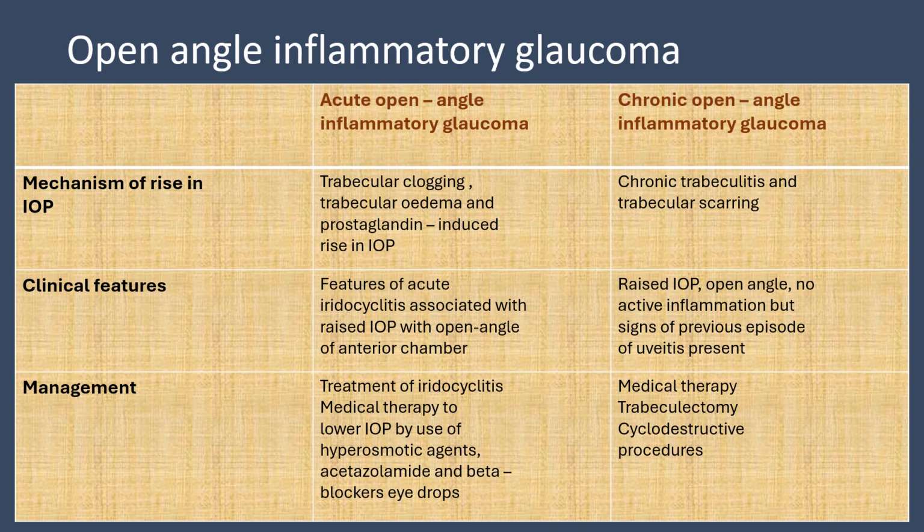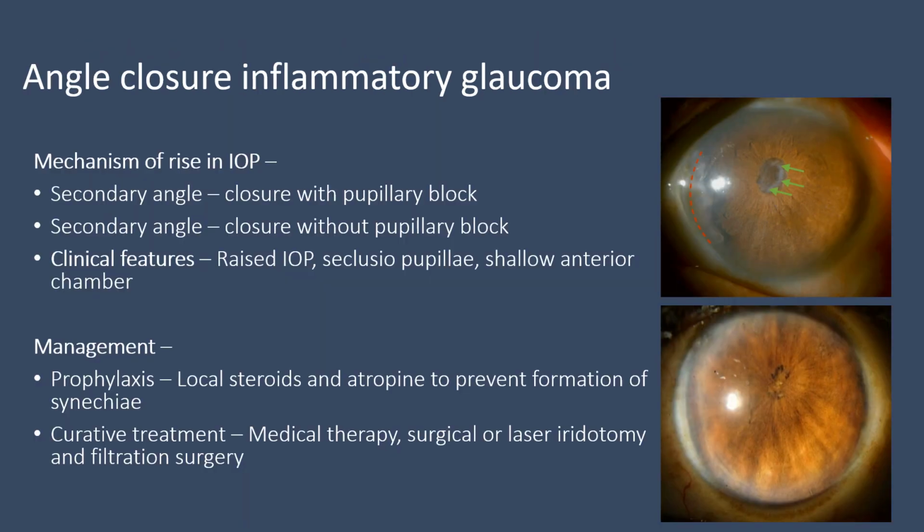The management of acute open angle glaucoma is that of treatment of iridocyclitis, that is cycloplegics and steroids, along with medical therapy with anti-glaucoma drugs to lower the IOP by use of hyperosmotic agents, acetazolamide and beta blocker eye drops. Whereas in case of chronic open angle glaucomas, medical therapy can be used, but ultimately these patients may require trabeculectomy and cyclodestructive procedure. Then we have angle closure inflammatory glaucoma.